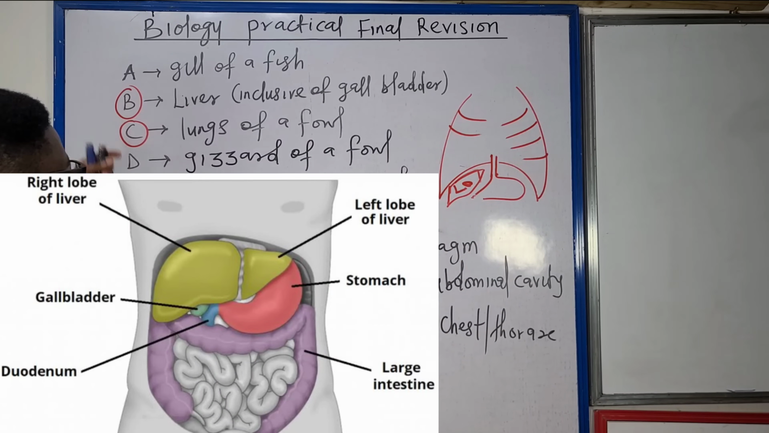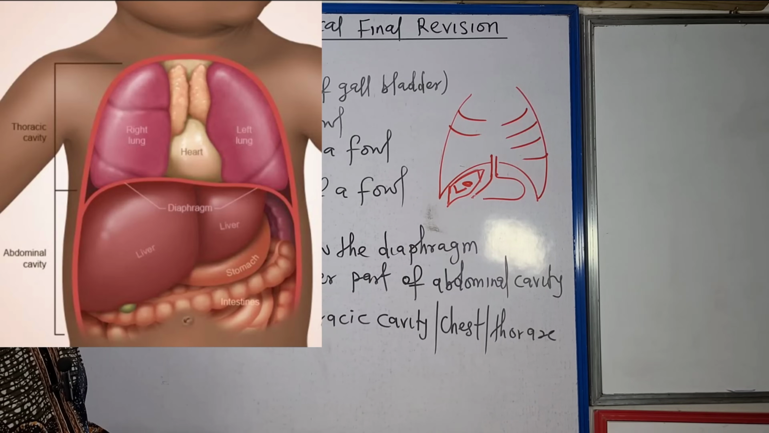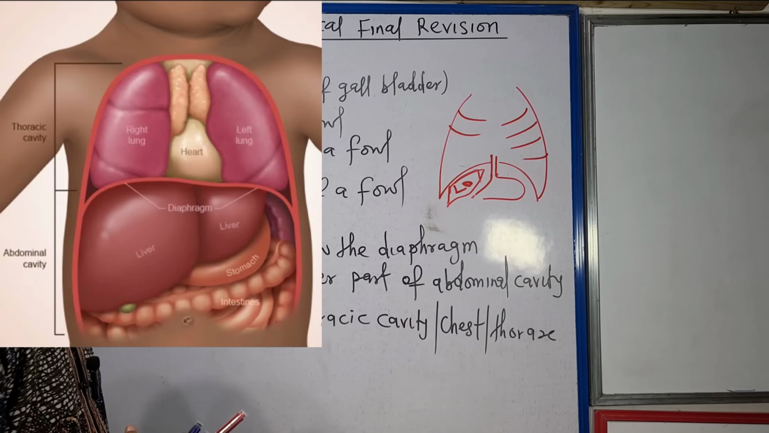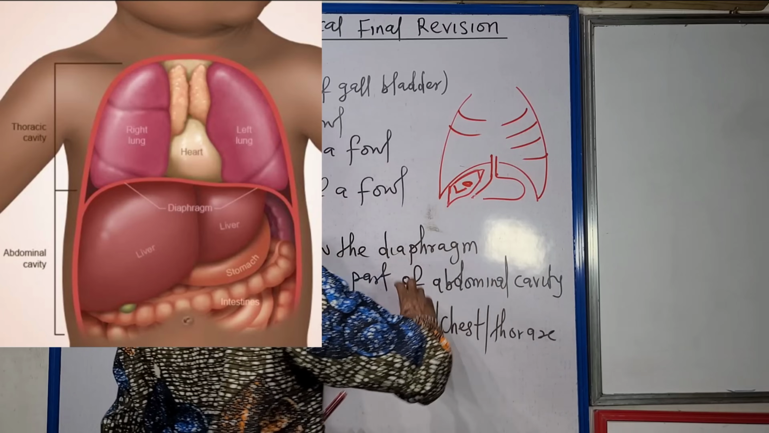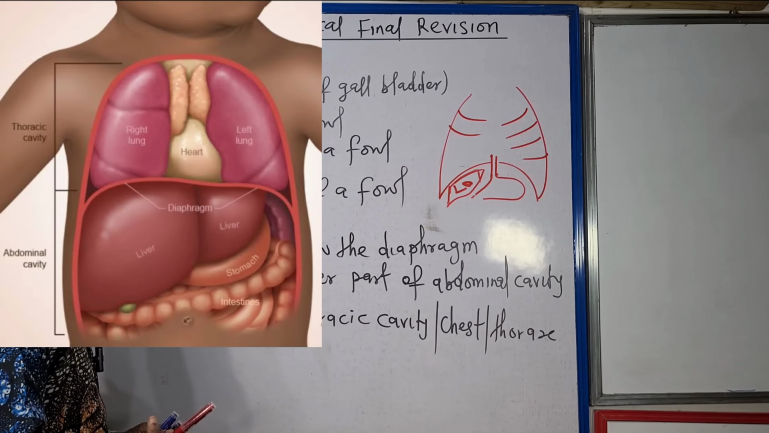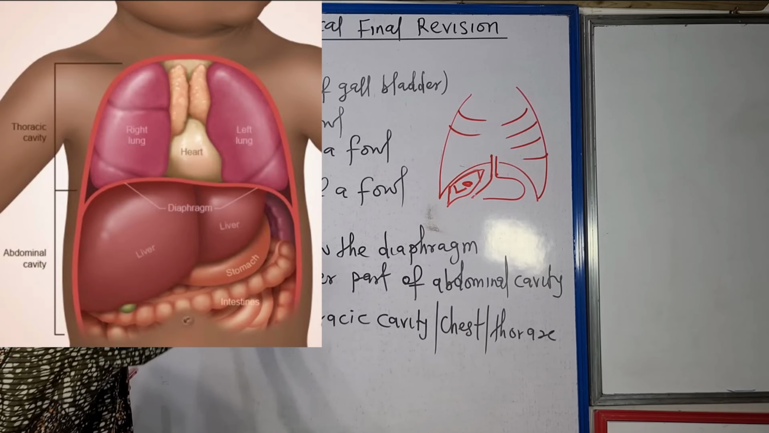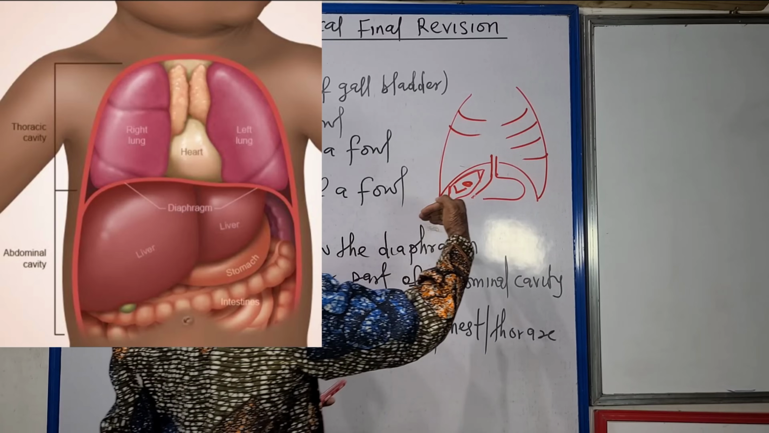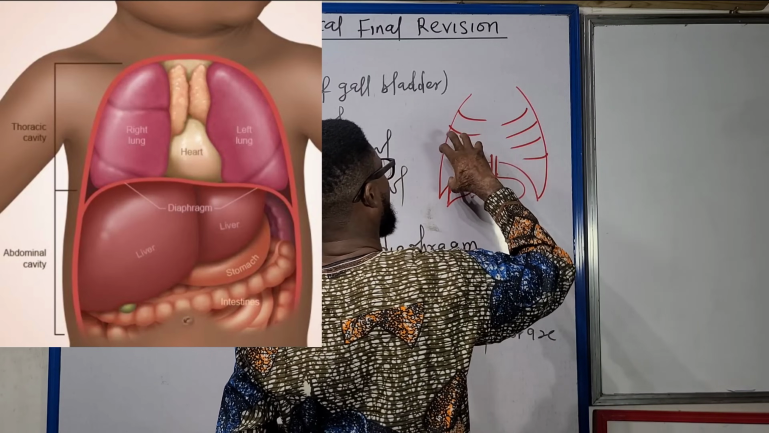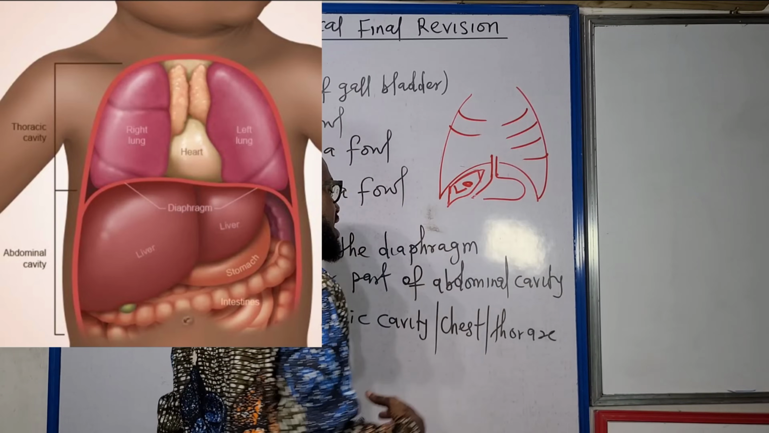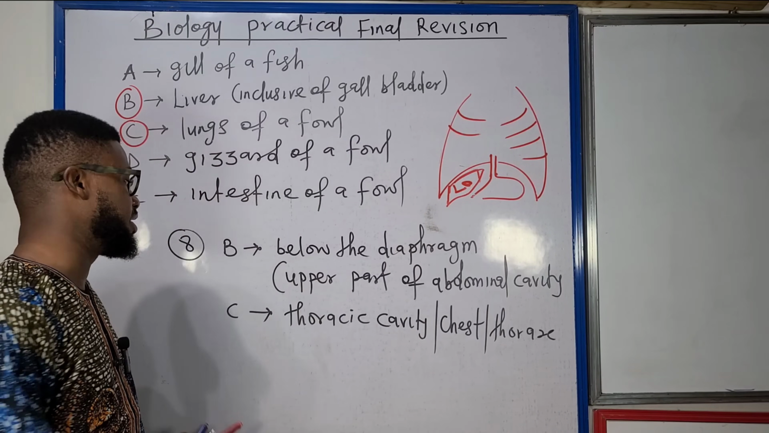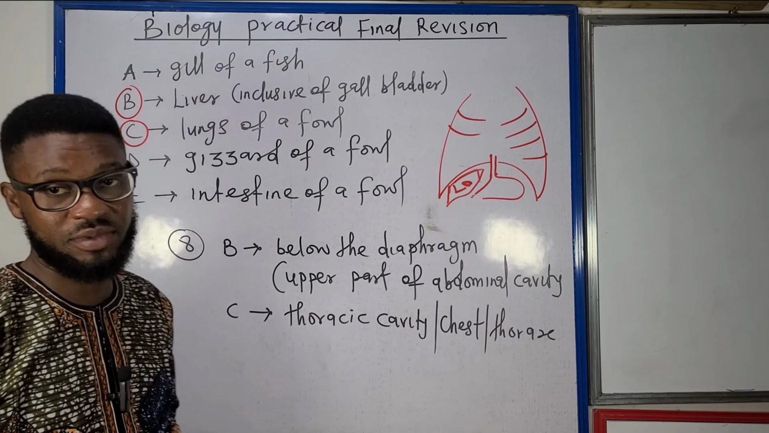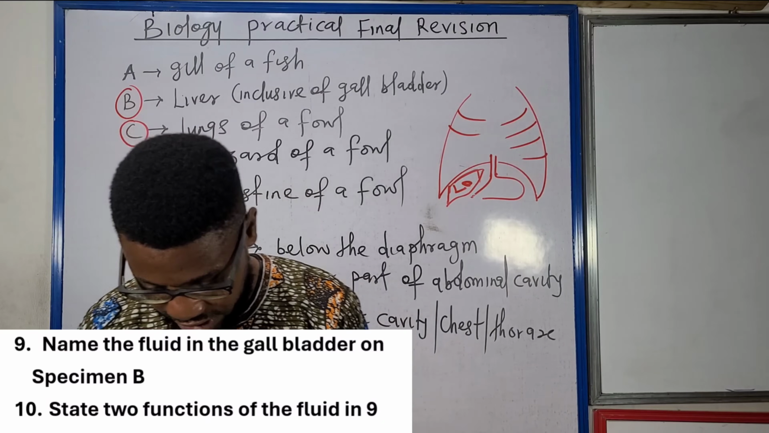So where can we find specimen B in the body of a mammal? Just below the diaphragm. That's the upper part of the abdominal cavity. Of course, the abdominal cavity starts immediately after the diaphragm. So we say upper part of the abdominal cavity. Talking about the lungs, of course, we find the lungs above the diaphragm, occupying the chest area. That's the thoracic cavity or the thorax, or you just call it the chest. That is where you can find specimen C. And that ends question 8.